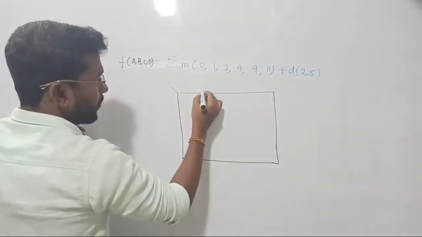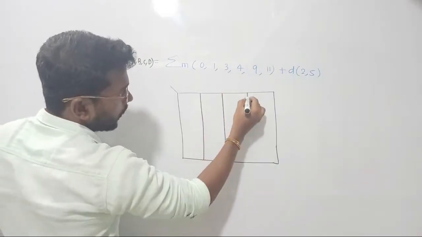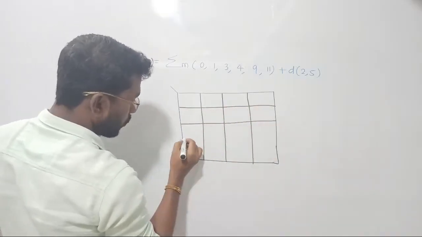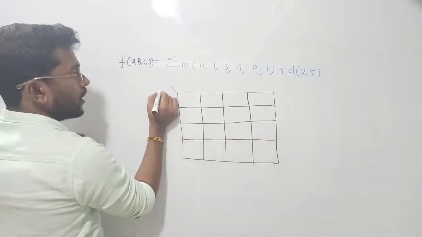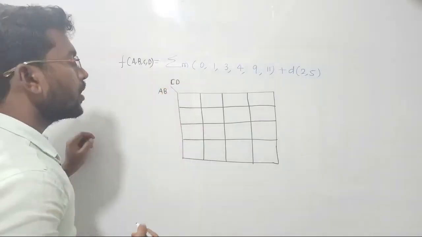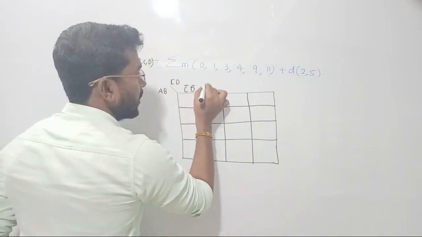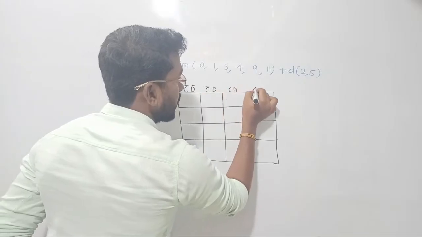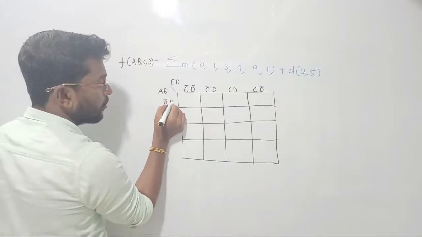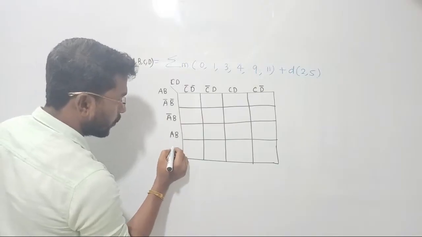Yes, let's try and bring the answer. 16 cells in the sense 1, 2, 3. The possible combinations are AB we have to consider here, CD we have to consider here, right? And we all know how to represent this. Here we write C bar D bar, here C bar D, here CD, here CD bar. And here in sum of product, we write A bar B bar, here A bar B, here AB, and here AB bar.